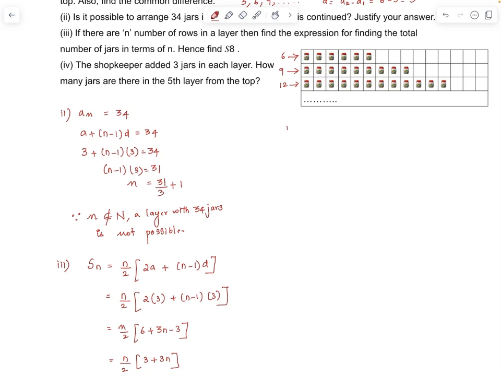And so on. a is 6 and d remains the same, which is 3. a5 is equal to a plus 4d, which is 6 plus 4 times 3, that is 18. So there are 18 jars in the fifth layer from the top.